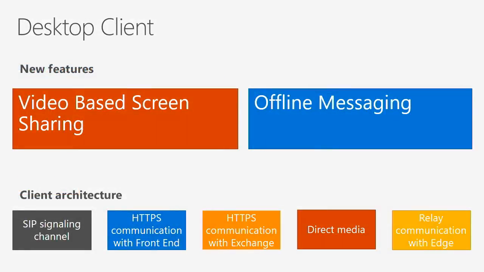So the client architecture, we use SIP for signaling. We communicate through the front ends. We do web services, HTTPS. That's where Fiddler comes in. We talk to Exchange, right? So that's kind of important. And then we do direct media, or maybe we relay.